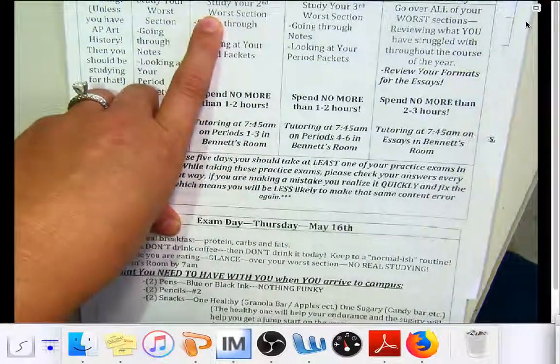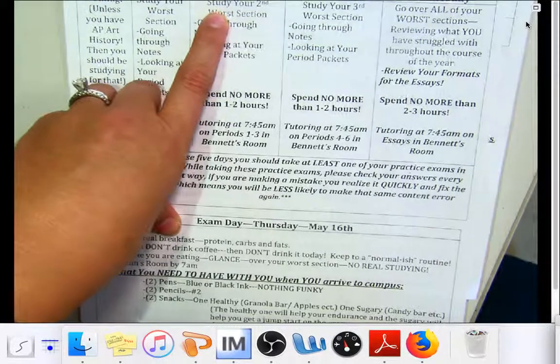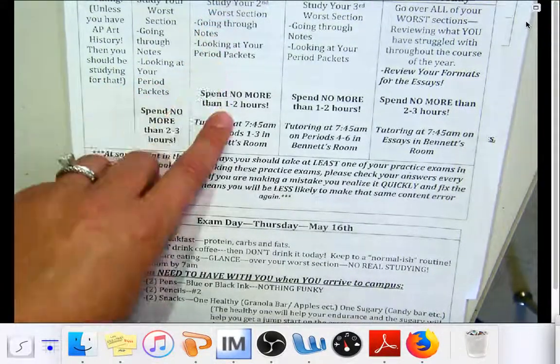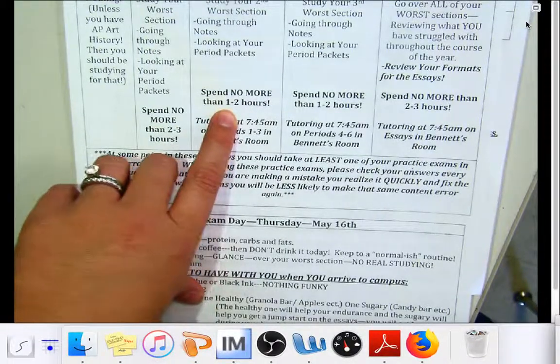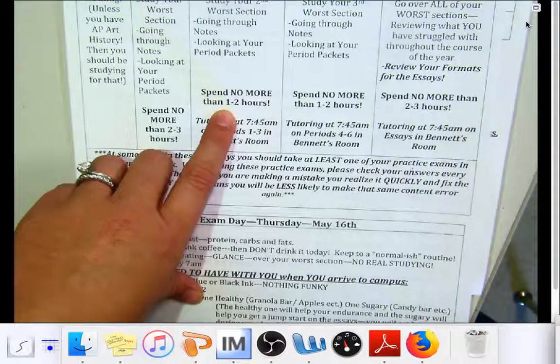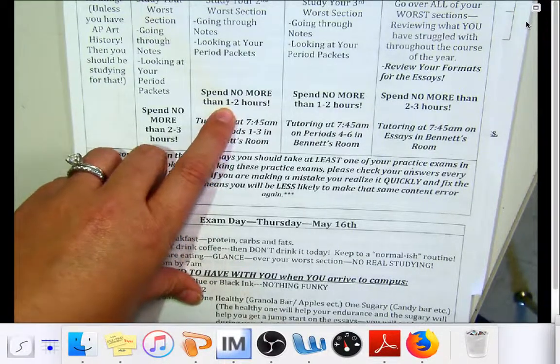On Monday night, you need to be going through your second worst section, going through your notes, and looking at my packet. You need to be spending an hour to 2. I do not want more than 2 hours on AP World. We are not freaking out, people.